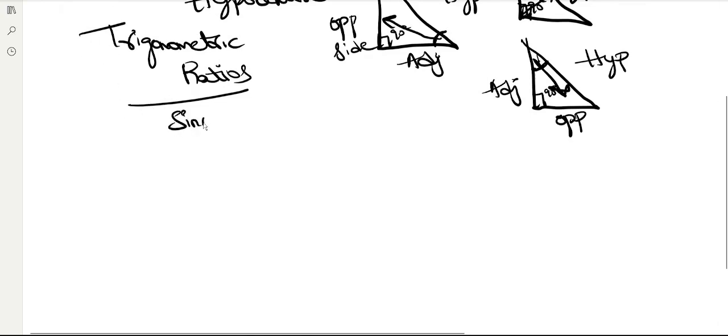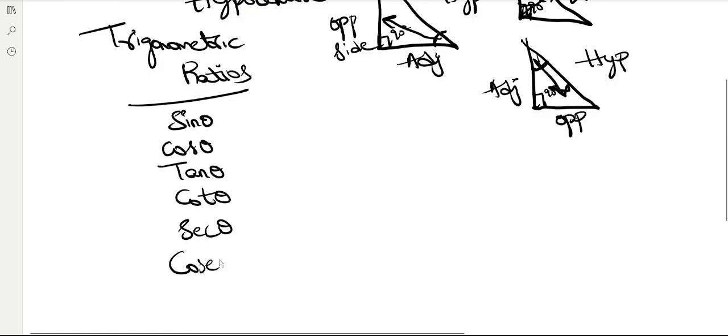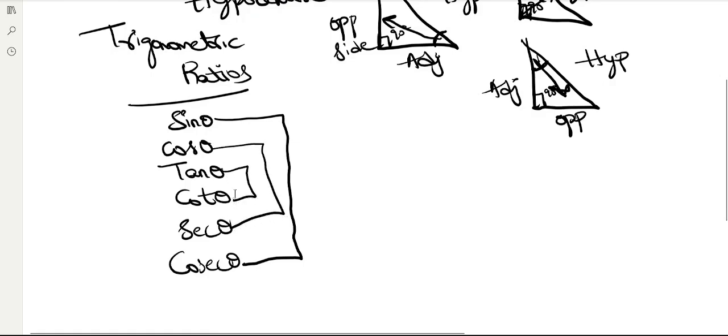We name them as sin theta, cos theta, tan theta, cot theta, secant theta, cosecant theta. Basically, sin theta is the reciprocal of cosecant theta, cos theta is the reciprocal of secant theta, and tan theta is the reciprocal of cot theta. Here, theta stands for the angle.